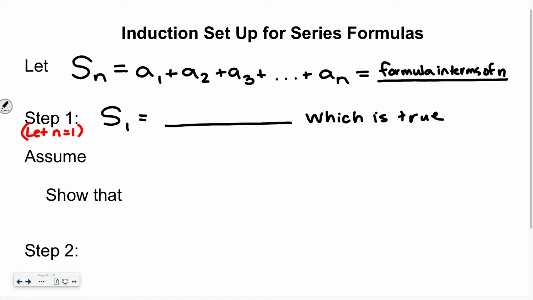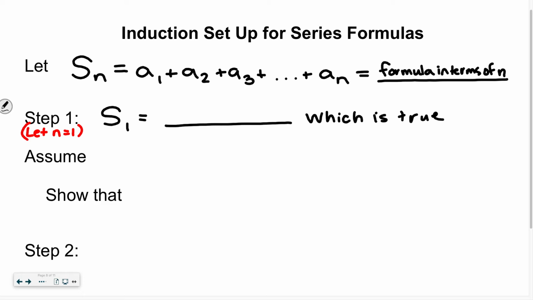And it will depend on what formula you're proving. We're doing series formulas, so we're adding up terms in a sequence. S sub 1 is trying to say the sum of the first term. Well, the sum of the first term is just the first term. So what we should see when we plug 1 in for n in the formula and work it all out is that it'll equal this a sub 1. And as long as it does, then we've proven the first domino falls.